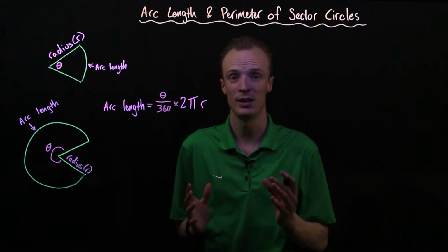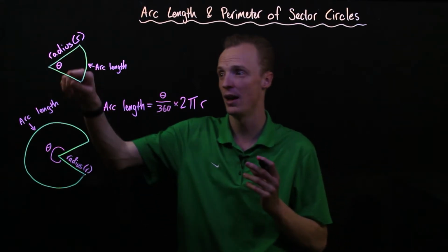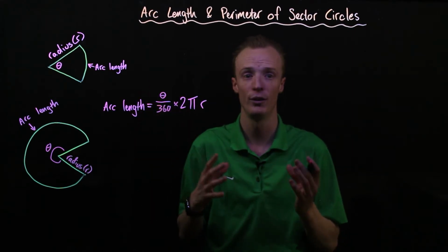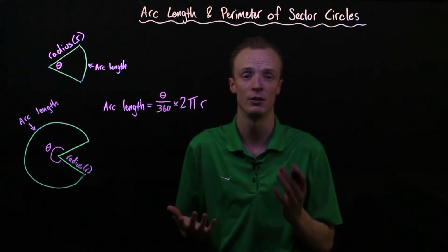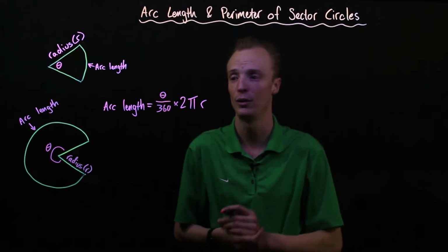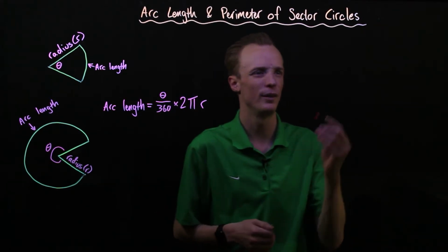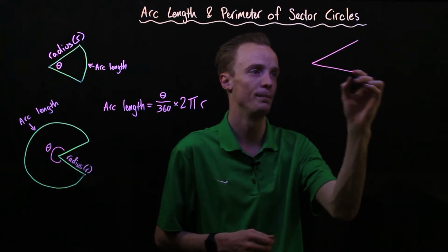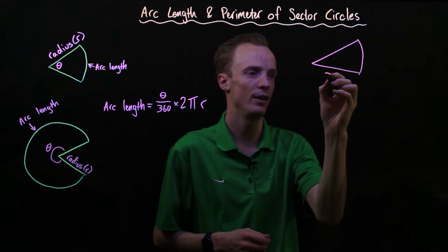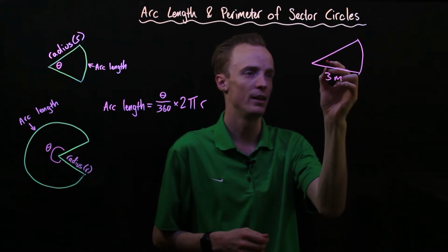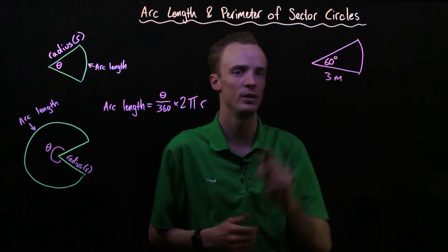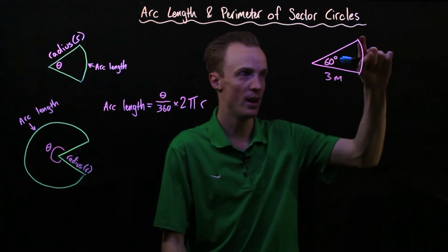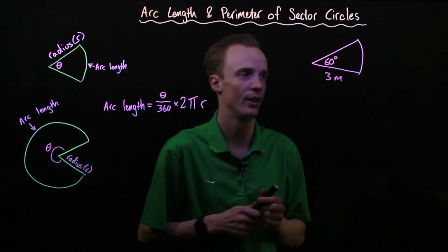Now, the 360 comes from how many degrees there are in the full circle. So we're saying that we've got this many degrees of the circle out of the 360 degrees in a full circle. But let's consider the following sector circle to see how this works. If we had a sector circle where the radius was 3 meters and the angle was 60 degrees, we could use this formula to find the arc length.